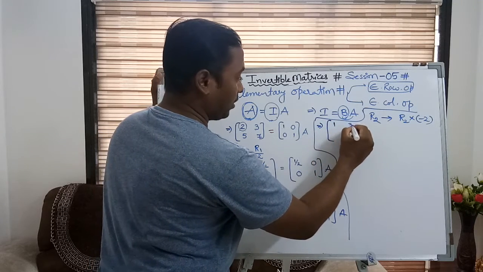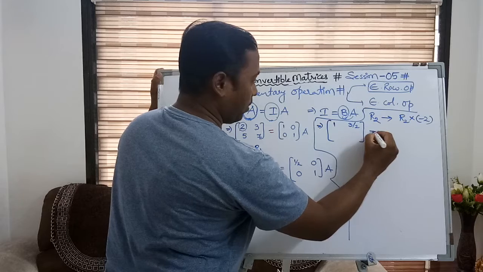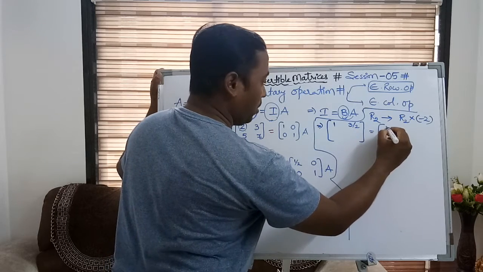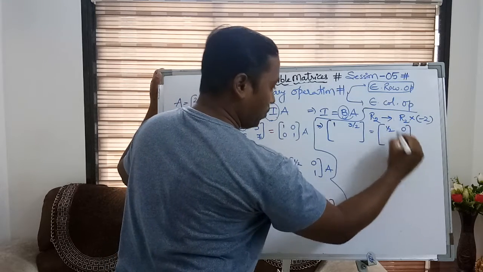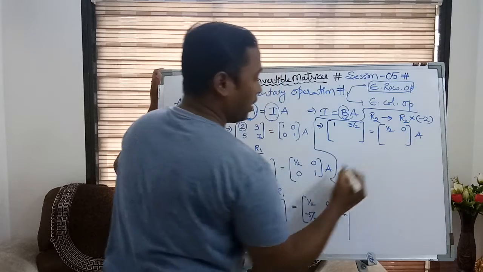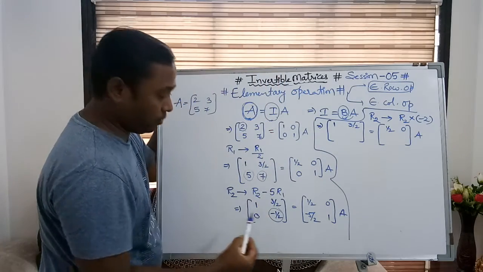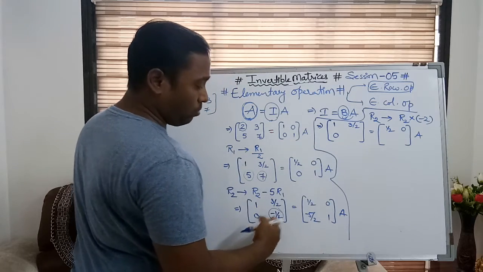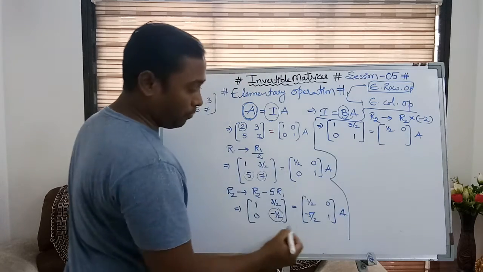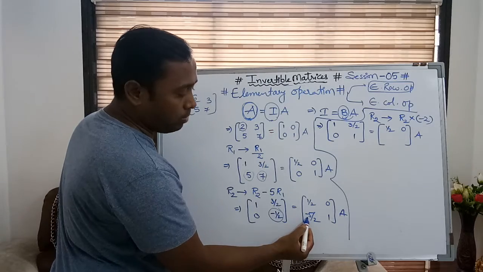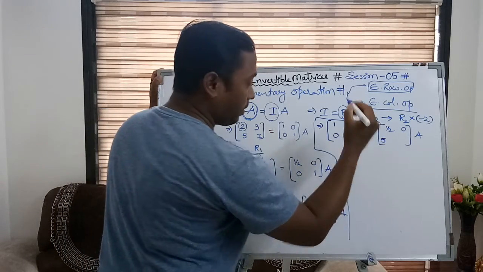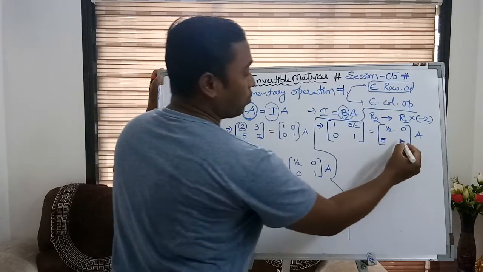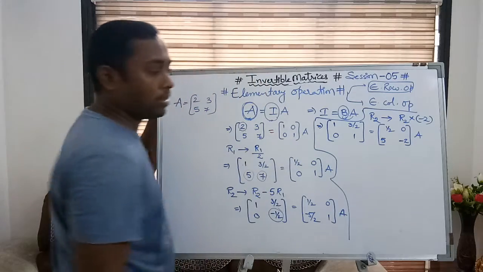1 3 by 2. I am not disturbing R1 in the entire matrix equation. 1 by 2 0 into A. Now I am going to multiply by minus 2. So 0 into minus 2 will be 0. Minus 1 by 2 into minus 2 will be 1. Minus 5 by 2 into minus 2 will be positive 5. 1 into minus 2 is minus 2. So my task is done.